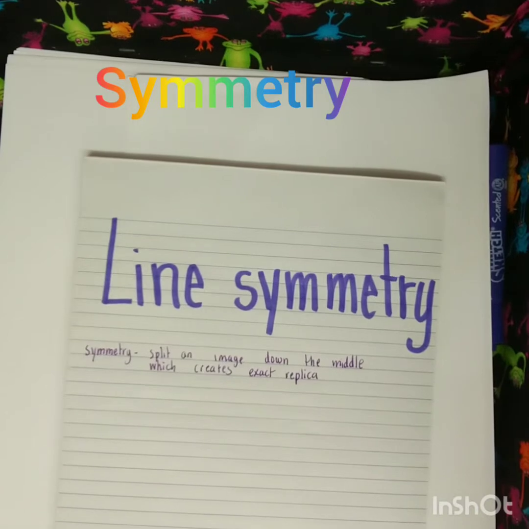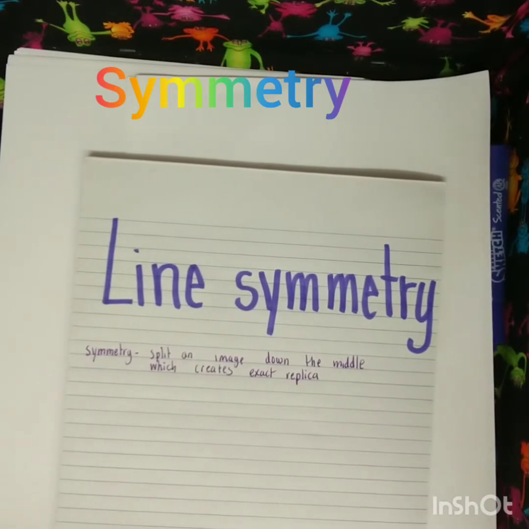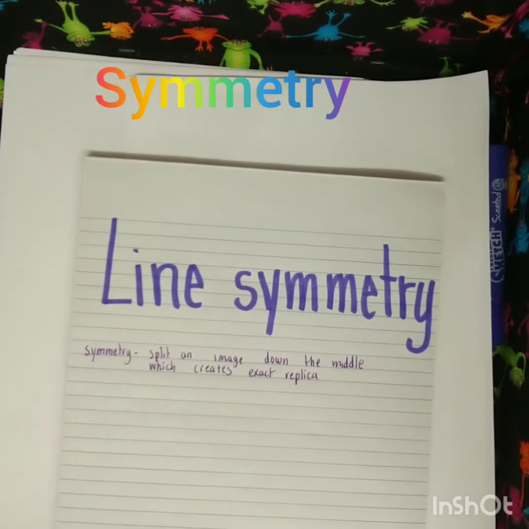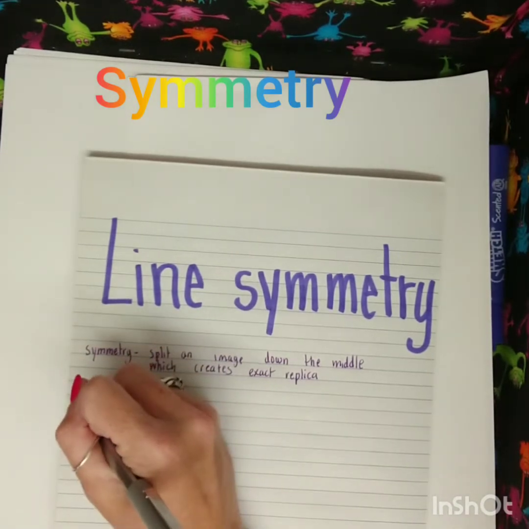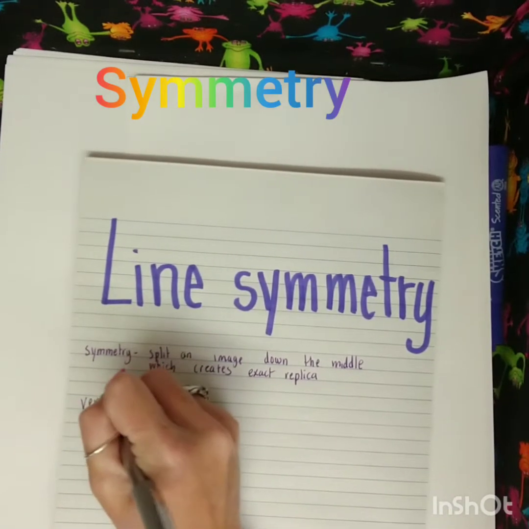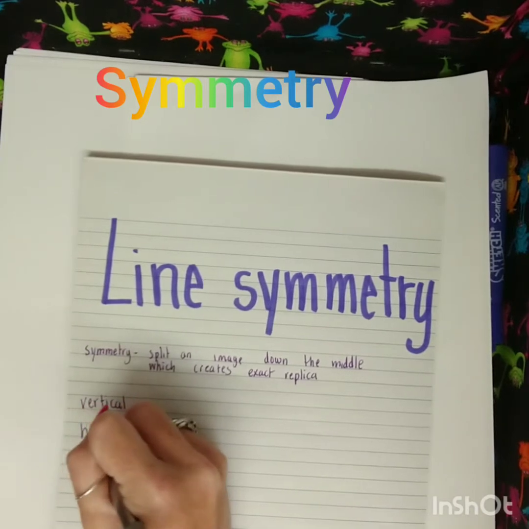All right, so we have two types of symmetry. On the test, we'll be working on how many lines of symmetry does it have. Does it have 0, 1, or more than 1? But we're talking about two types of symmetry: vertical and horizontal.